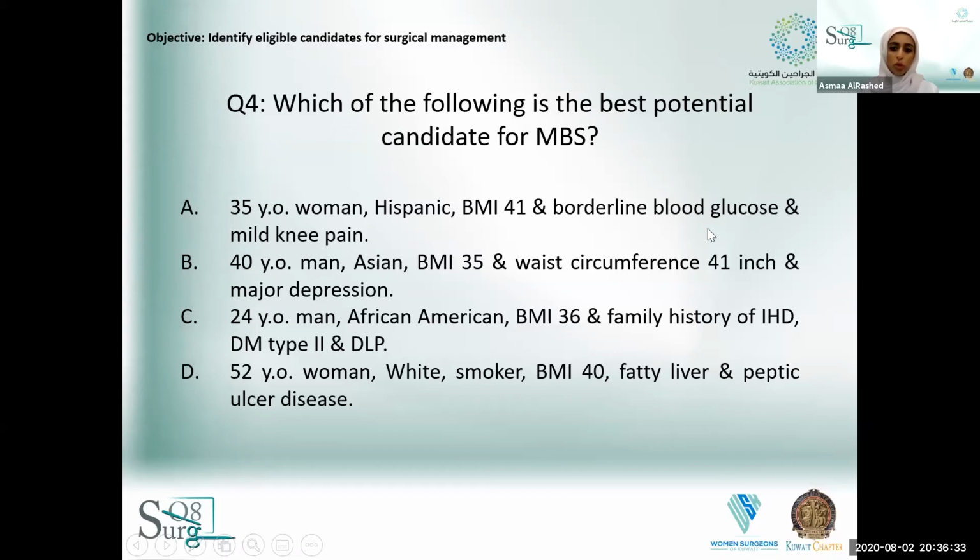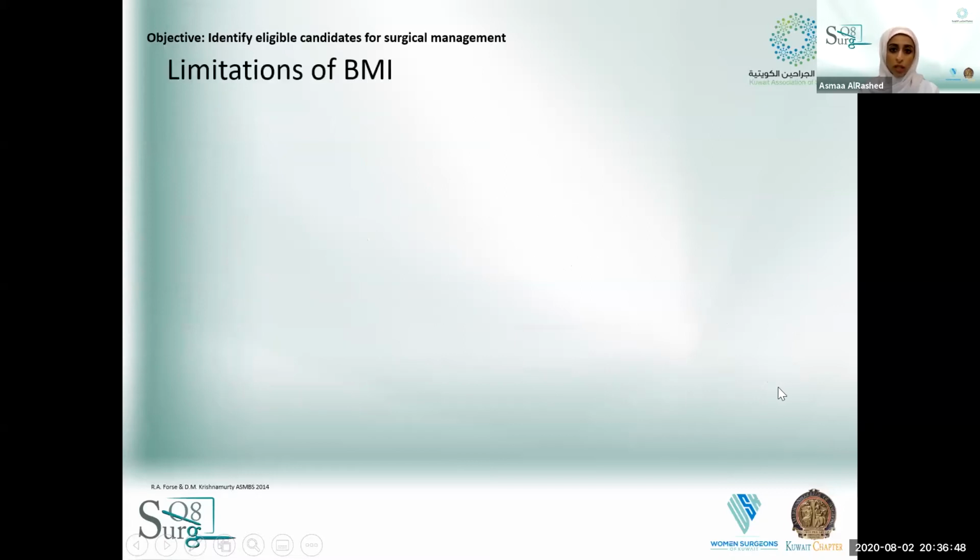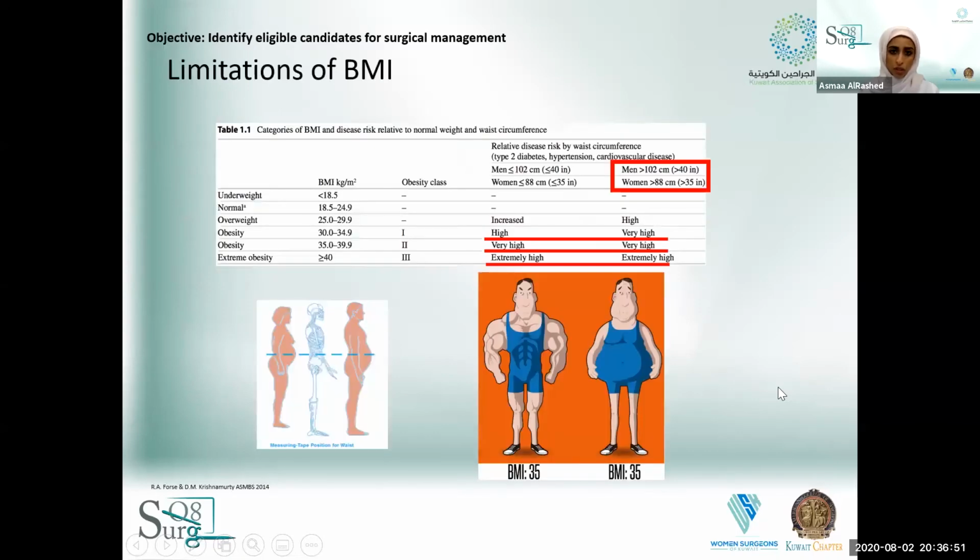Now, a BMI of 41 with just borderline blood glucose is not an indication. And this patient who's a smoker and has peptic ulcer disease needs to be treated. She needs to stop smoking, and the peptic ulcer disease needs to be treated prior to having her undergo surgery.